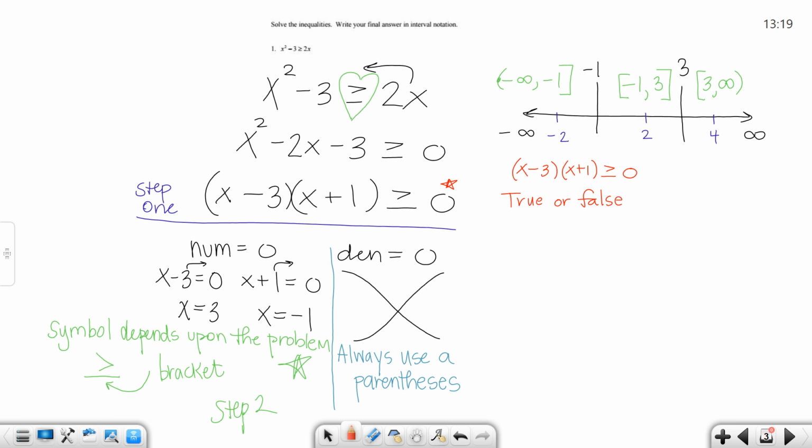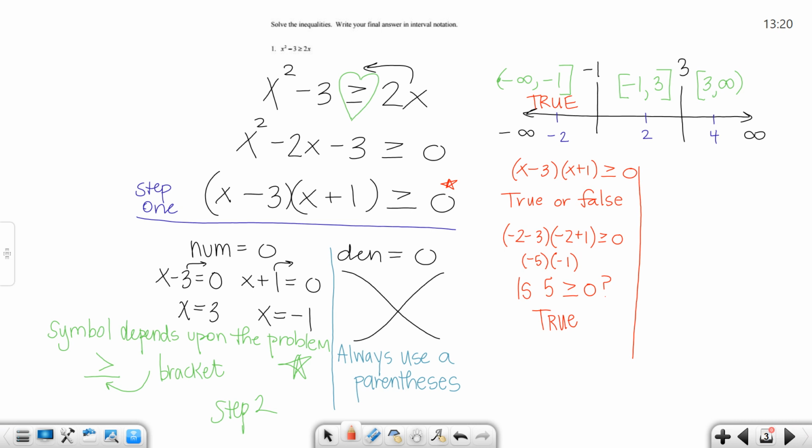So, if I take -2 and plug it into the end of step 1, I would get -2 minus 3 times -2 plus 1, and I want to see if that's greater than or equal to 0. Okay. -2 minus 3 is a -5. -2 plus 1 is a -1. Two negatives make a +5. Is +5 more than 0? Yes. That means that's a true statement. That means this interval here is true.